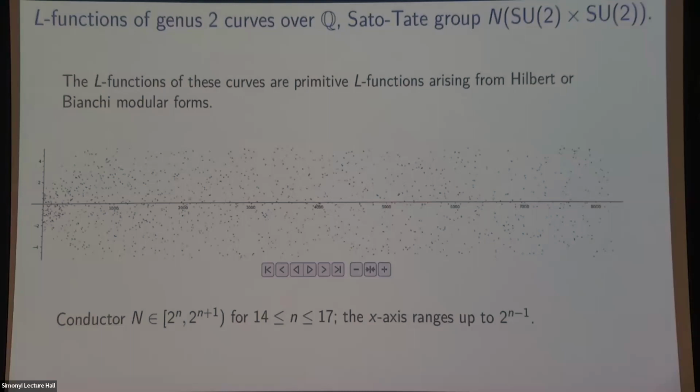And we have databases of Hilbert modular forms and Bianchi modular forms and corresponding elliptic curves in the LMFDB. It's not quite a one-to-one correspondence. There are, for example, Bianchi modular forms for which there is no corresponding elliptic curve, but there almost always is. So let's go ahead and run this case here.